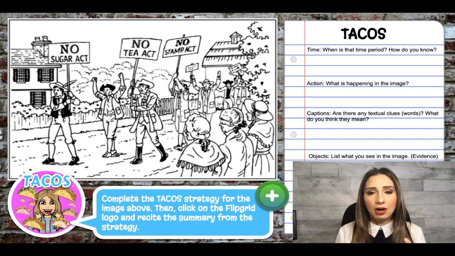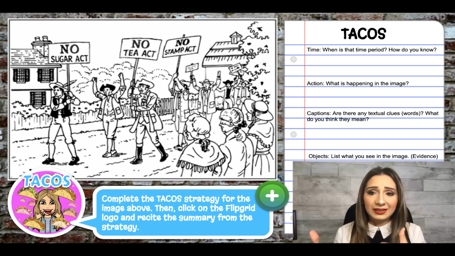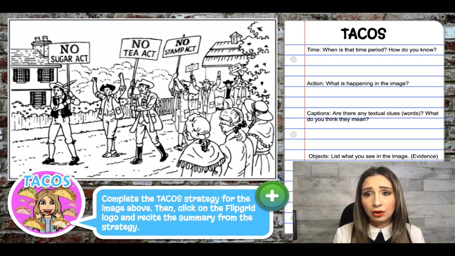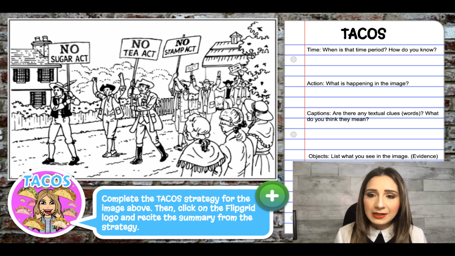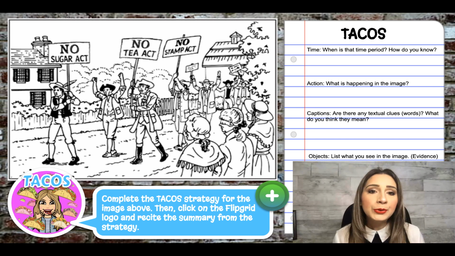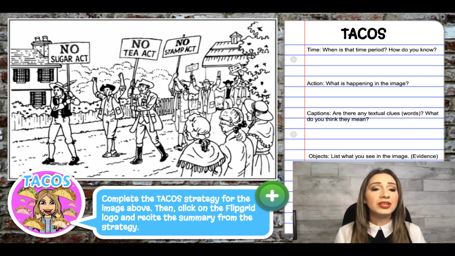So think about our swirling, which is our language domains. We're going to have the kids reading, obviously, this information, but we're going to have them writing down the different components of this image. So when do you think this time period was? How do you know that? What makes you think that? What's happening in the image? Are there some textual clues? In this case, it says no Sugar Act, no Tea Act, no Stamp Act. What are some objects you see? And then finally, there's a summary that we want the kids to write out.